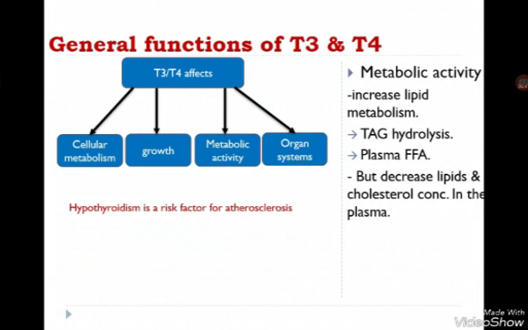The second metabolic function of thyroxine is increasing lipid metabolism. This is by increasing lipid mobilization and triacylglyceride hydrolysis. This will increase the plasma free fatty acids concentration and therefore decrease lipids and cholesterol concentrations in the plasma. That's why thyroid hormone plays a protective effect against atherosclerosis and other problems. And that's why hypothyroidism is a risk factor for atherosclerosis.